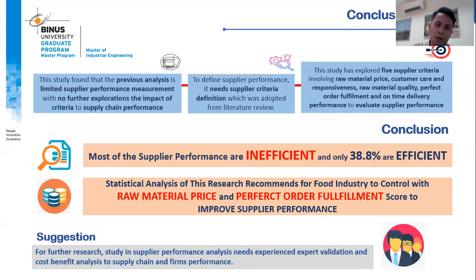So the conclusion is that most of the suppliers are inefficient and only 38.8% are efficient. And conclusion number 2 is that the statistical analysis of this research recommends that the food industry control raw material price and perfect order fulfillment score to improve supplier performance. Only 2 criteria. And the suggestion is that future research in supplier performance analysis needs experience, expert validation, and cost benefit analysis of supply chain and firm performance.